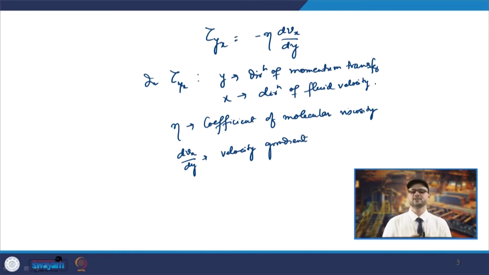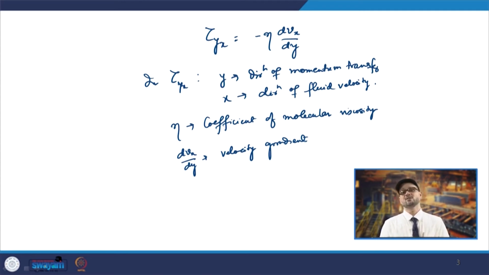Because eta has to be always positive, we put one negative sign in this term, and that has a certain meaning, because viscosity has to have a positive value always. The viscosity value cannot be negative. So, this viscosity, the molecular viscosity, is because of the molecular exchange of momentum taking place in this kind of flow.